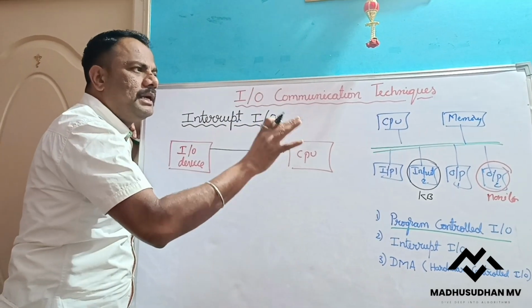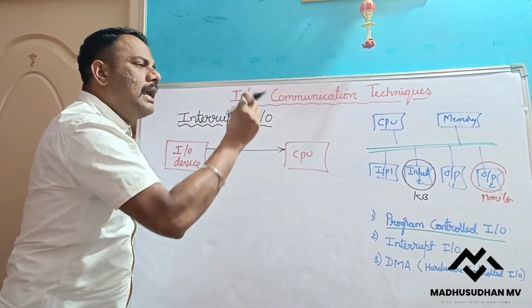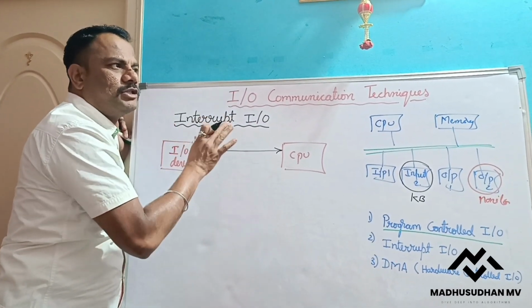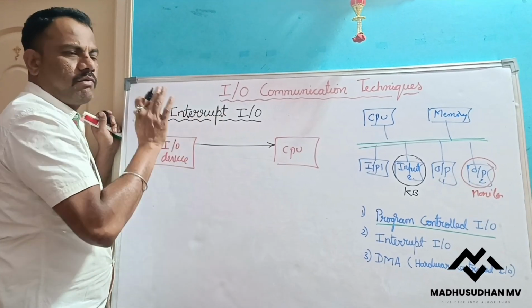And after completing executing that interrupt service routine, again it comes back to where it was stopped earlier, and it will resume from there. Okay, this is how it will work.